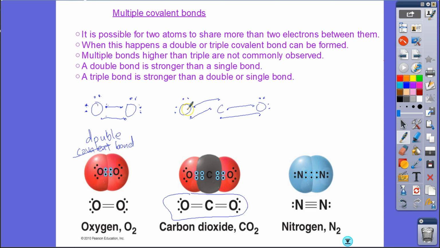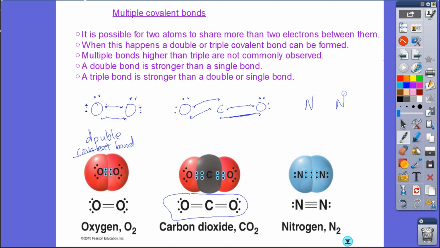So if you count now, 1, 2, 3, 4, 5, 6, 7, 8. This oxygen is good. Carbon, 1 through 8. This carbon's good. Oxygen, 1 through 8. Remember, one bond counts as 2 electrons for this atom and also for this atom, for both atoms that are experiencing the bond. Nitrogen is a fun one.